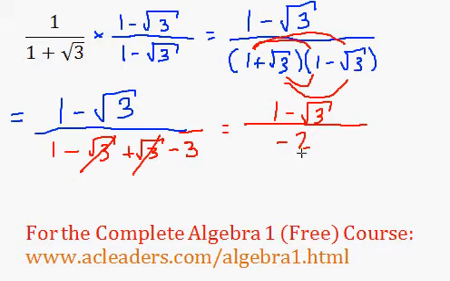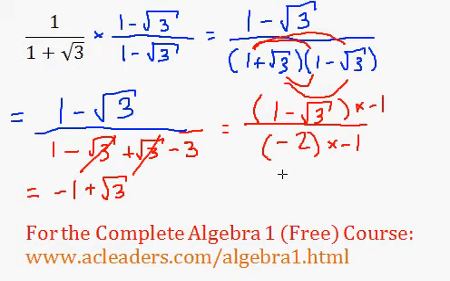Now, I would like to simplify this slightly by just changing the signs. Every time that we have a negative down in the denominator, we can choose to multiply top and bottom by negative 1. Will that do anything? Yeah, we'll switch things around. So negative 1 times 1 is negative 1. Negative root 3 times negative 1 is just positive root 3. And negative 2 times negative 1 is just 2.